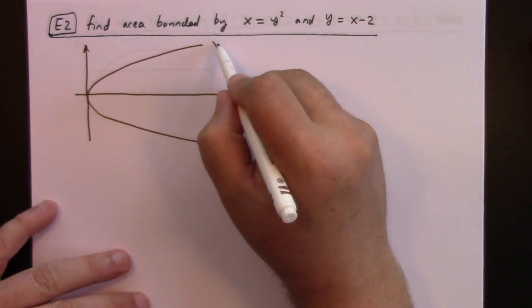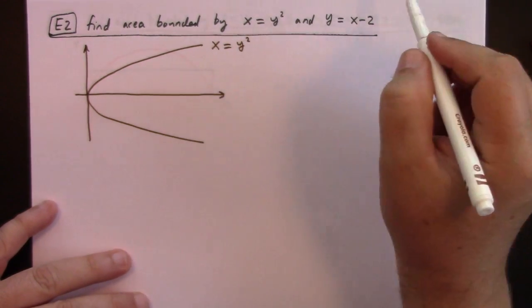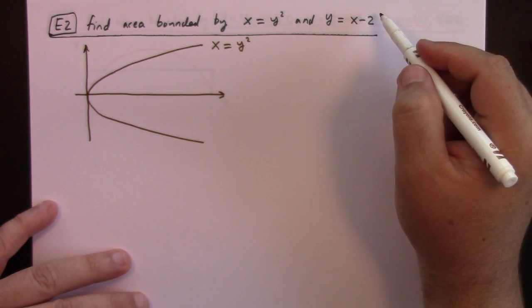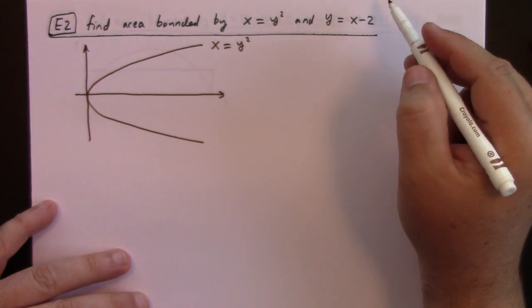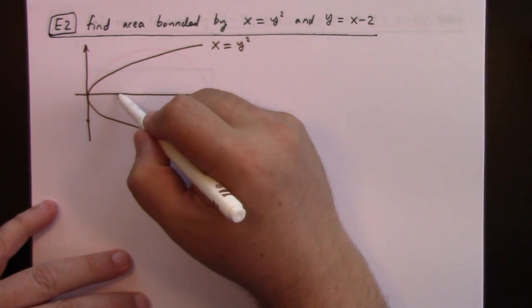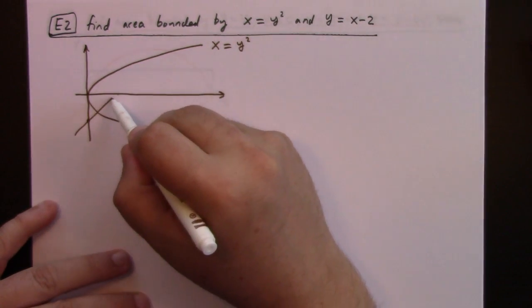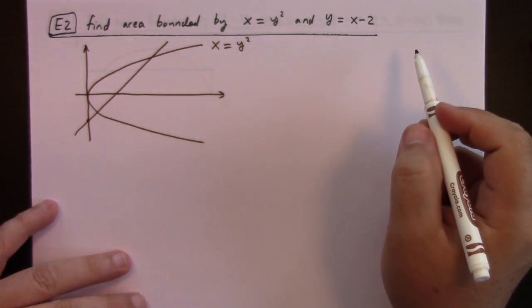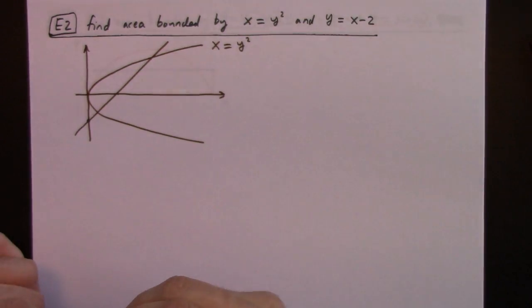That's what that is. And y equals x minus 2, well, that's a line with slope 1 with y-intercept minus 2. So it's basically just this guy, give or take. All right. So the area bounded is pretty clear.